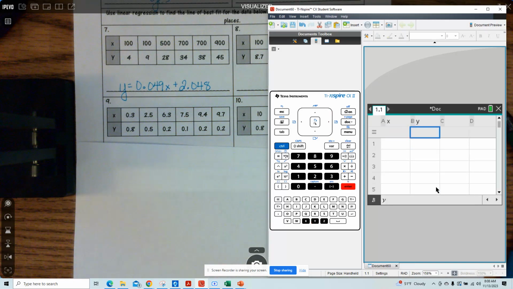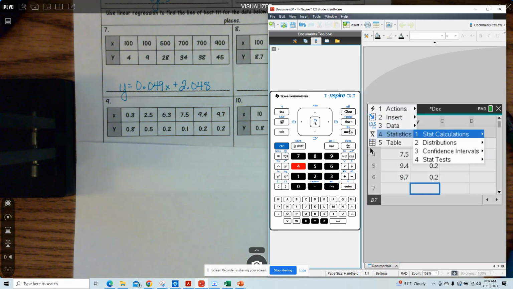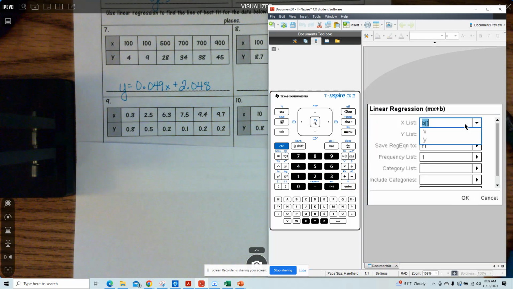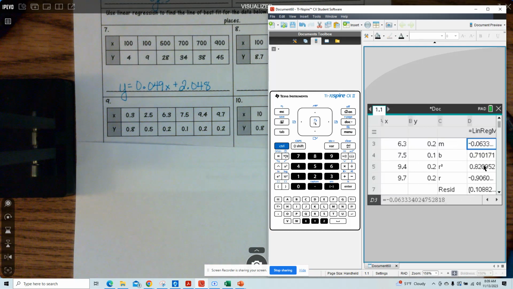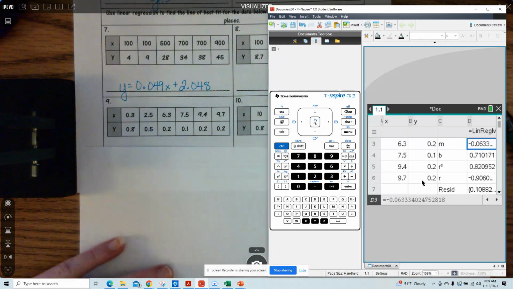X and Y, and we're going to number 9 now. So type my data in. All right, and then type my Y's in. And then menu 4, 1, 3. Change the X list to X, the Y list to Y. And again, it's gonna be gross.